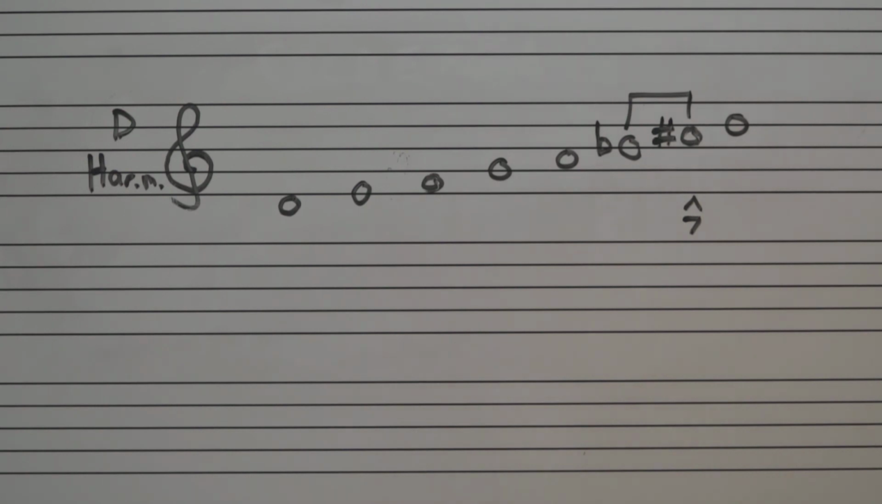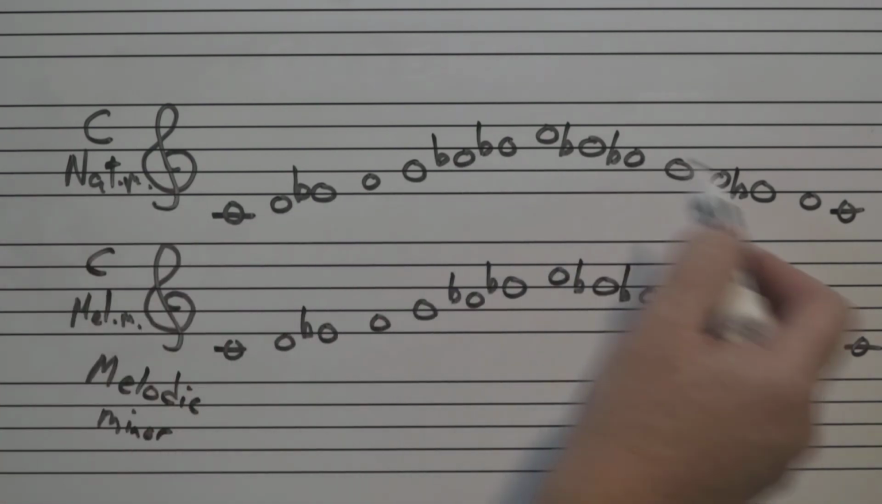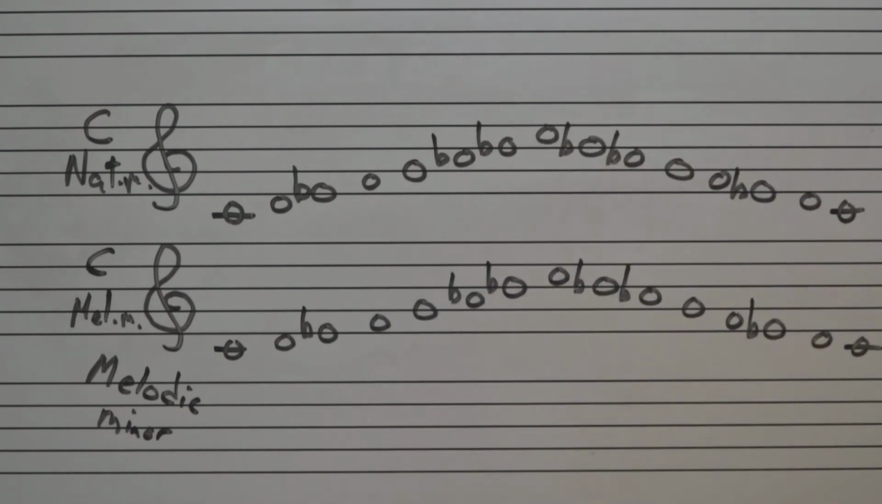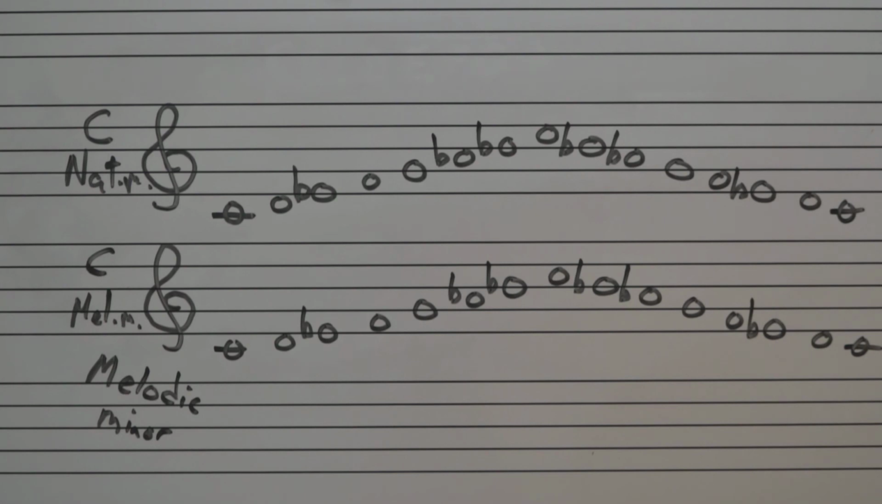Now let's proceed to melodic minor scales. Notice up here we have a C natural minor scale, and notice we have it going both up and down. That is a requirement for your melodic minor scale. That's not necessarily a requirement for the natural minor scale, but I wanted to write it out so you can see it compared to the melodic minor scale.